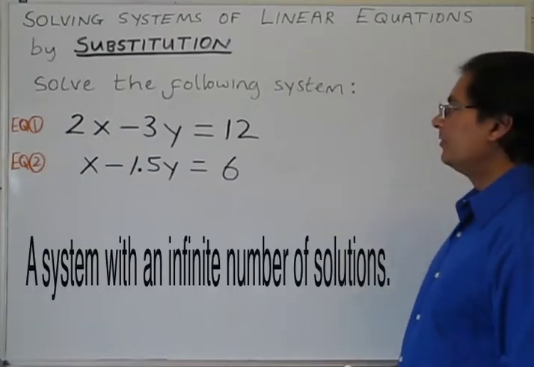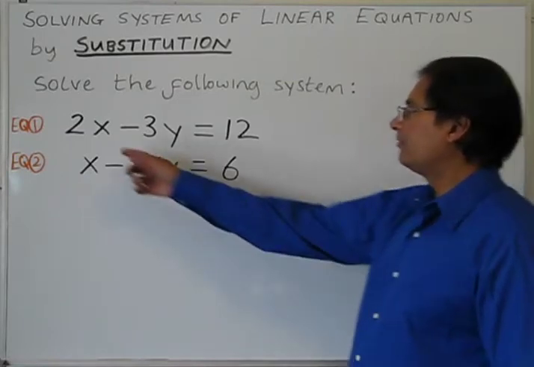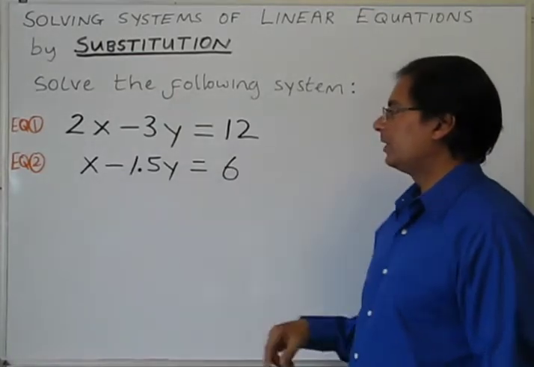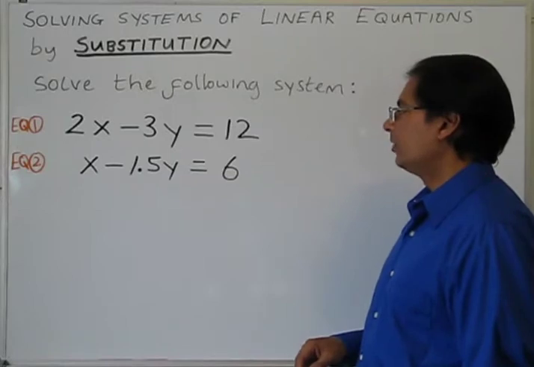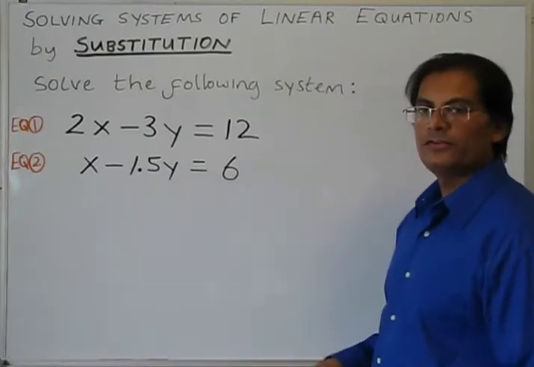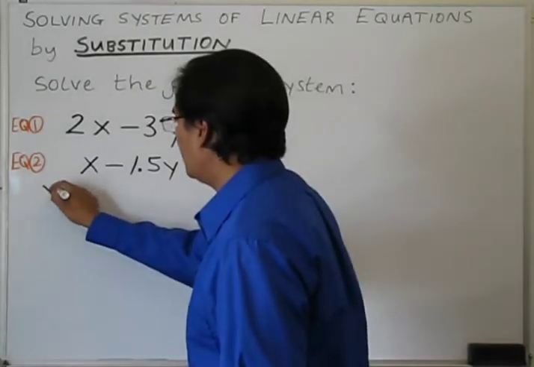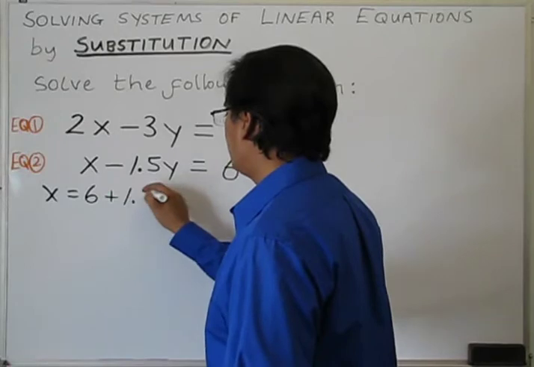Here's another system of linear equations. We're going to solve by substitution. Look, I have 2x minus 3y equals 12, that's equation 1, and x minus 1.5y is 6, that's equation 2. So I see that equation 2 can be easily solved for x. If I solve equation 2 for x, we get x equals 6 plus 1.5y.